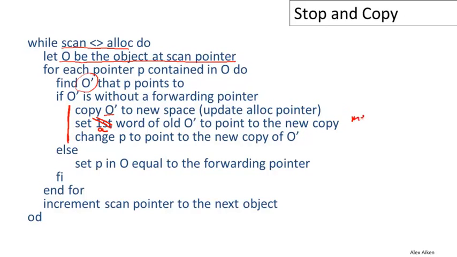We mark the old object as copied, so that if we ever come to a pointer to it again, we know it's already been moved. And then we change P, the pointer, to point to the new copy of O prime. That's what we do if there's no forwarding pointer. And if there is a forwarding pointer, then we simply update the pointer to point to the same place as the forwarding pointer. And we just repeat this loop over and over again until we've scanned all the copied objects.